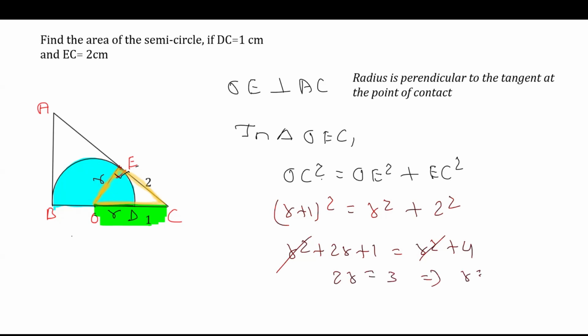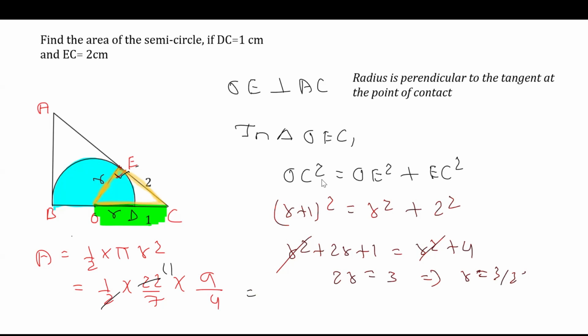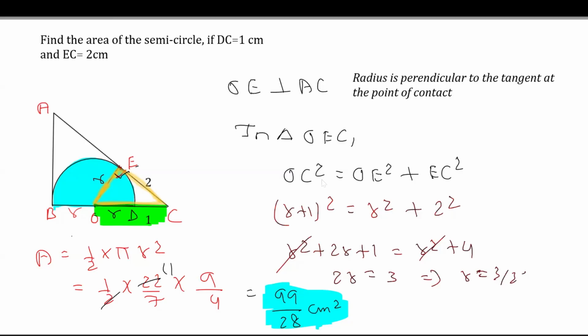That implies the radius is how much? 3 over 2. Now once we got the radius, we can find the area, and the area of semicircle is what? Half pi R square. So this is half times pi. Say if I replace pi with 22 over 7 into R square. Square of this is going to be 9 over 4. This can be simplified a bit. I can reduce this by 11 times. That should give you how much? 11 into 9 is 99 over 28 centimeters square. Right. This would be the area of this semicircle.